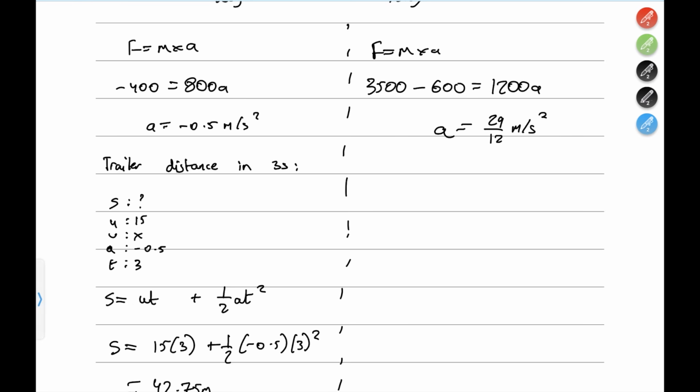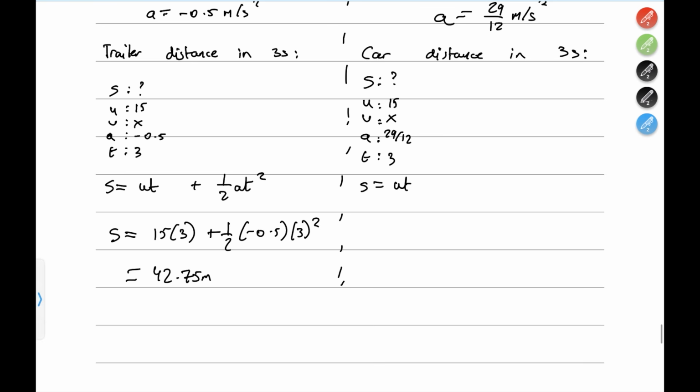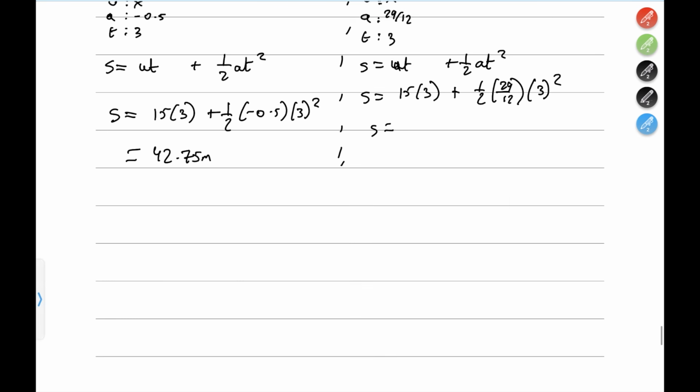And now again, we can use the SUVAT. So car distance in 3 seconds is going to be SUVAT. So again, we're trying to find what the distance is. We know this is 15. We don't care about the final speed. We know that it's 29 over 12. We know that the time is 3. So S equals ut plus half at squared again. So S is equal to 15 times 3 plus a half times 29 over 12 times 3 squared. So 15 multiplied by 3 plus a half times 29 over 12 times 9. That gives us 447 over 8 meters.